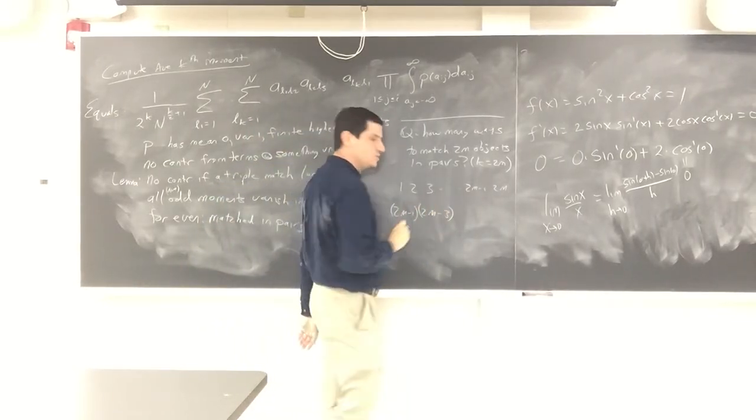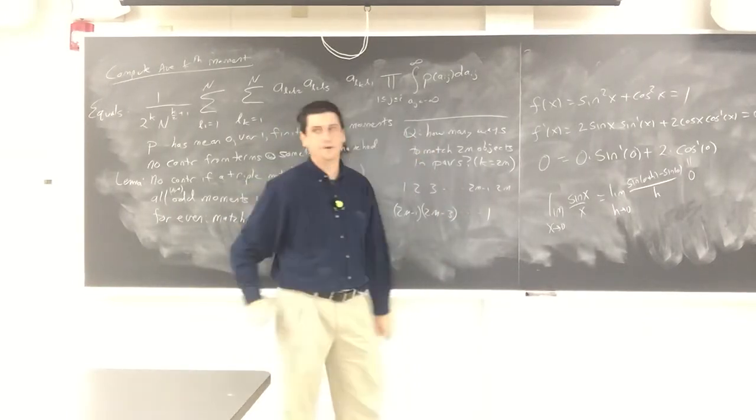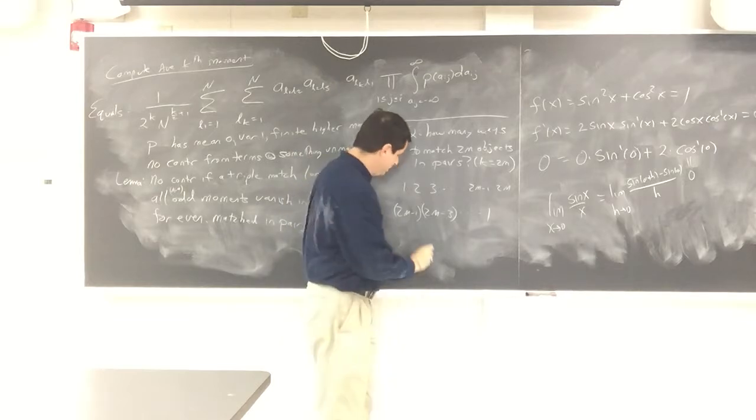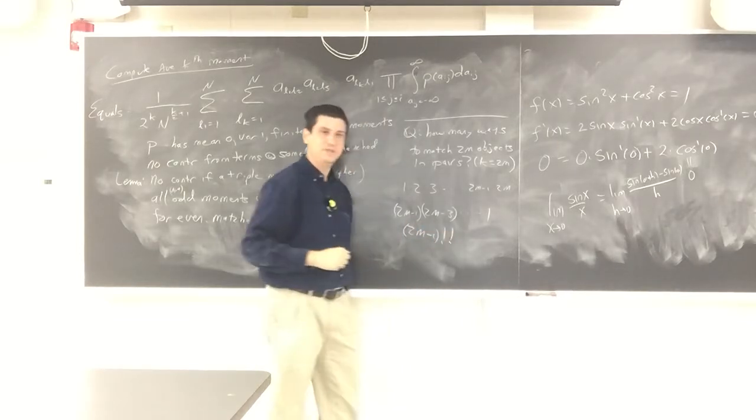And now we look at the next smallest unmatched number, and you'll keep going all the way down until you get to 1. And so this is 2m minus 1 double factorial. The double factorial means every other.